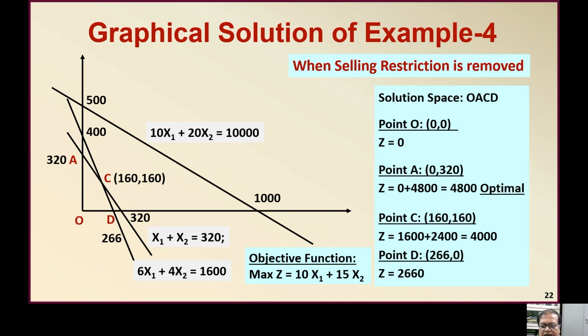Those are evaluated, and we got at point O it is 0, at point A we got 4800, where 320 luxury houses are to be produced. Objective function is 10x1 plus 15x2. So 320 into 15, 0 into 10, 4800, that is going to be our optimal. The point C is coming out as 4000 and point D is coming out as 2660.